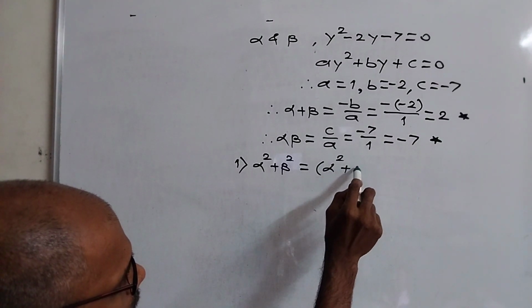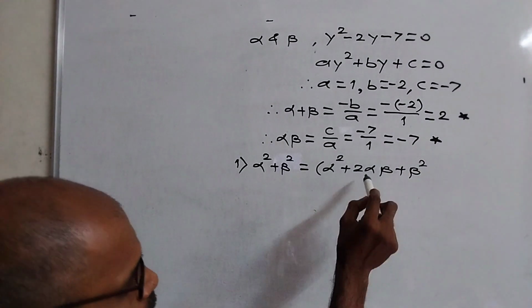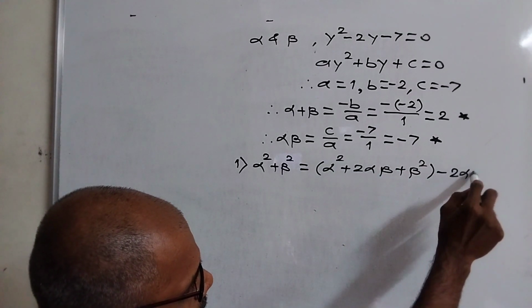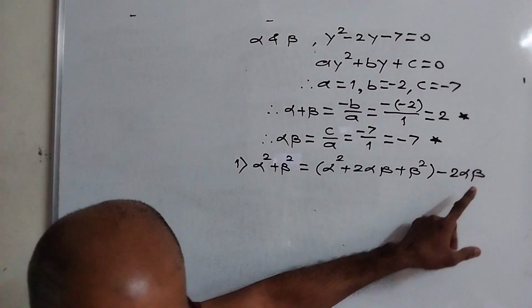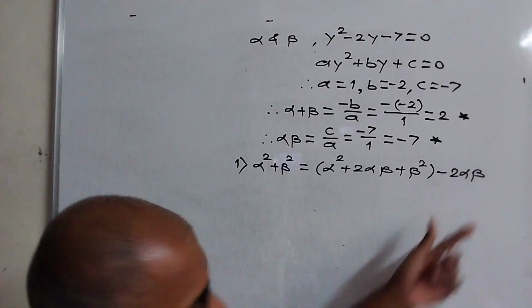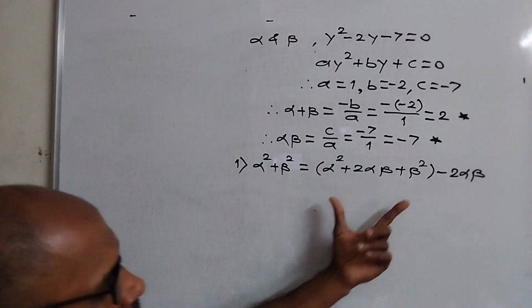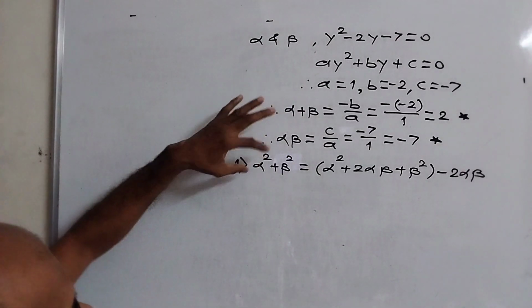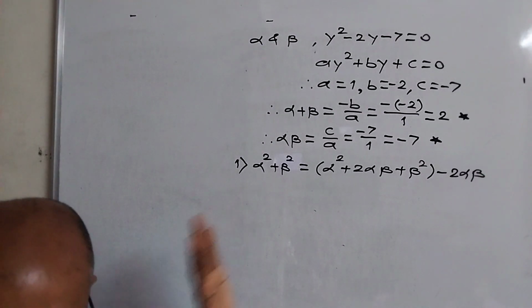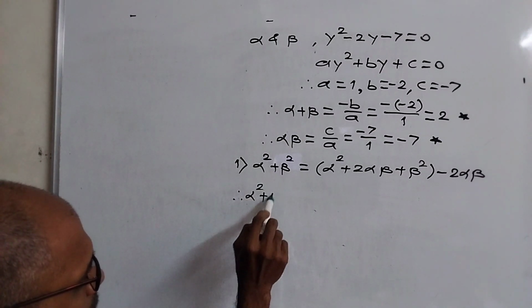alpha square plus 2 alpha beta plus beta square. Now this is addition, so we subtract this, meaning minus 2 alpha beta. Therefore plus 2 alpha beta minus 2 alpha beta cancel. Then remain alpha square plus beta square. This is our perfect square. Means we reduce this alpha square plus beta square into alpha plus beta and alpha into beta. Therefore, alpha square plus beta square.